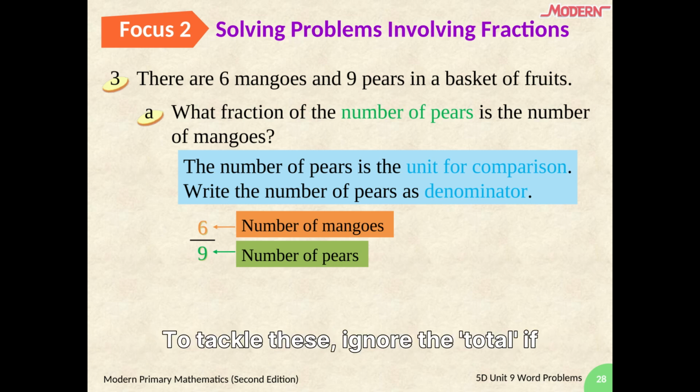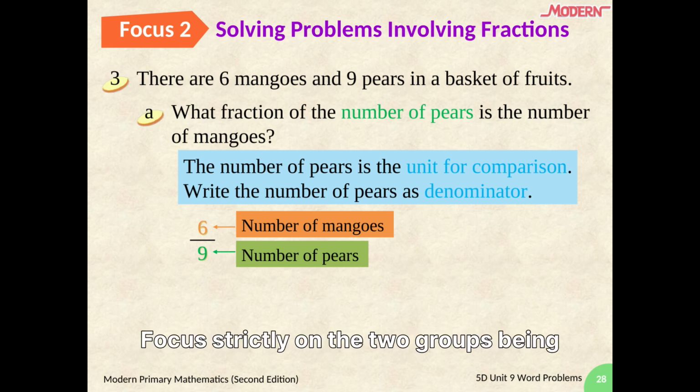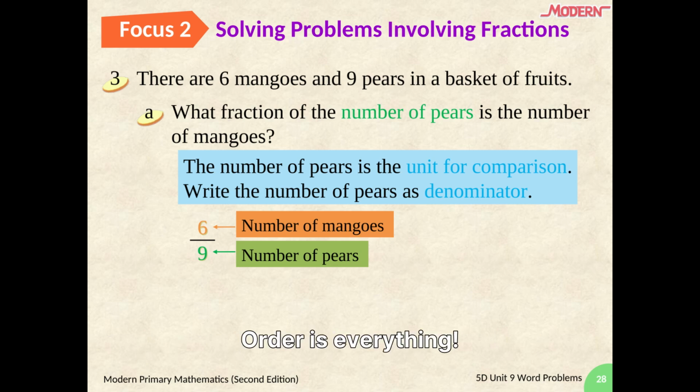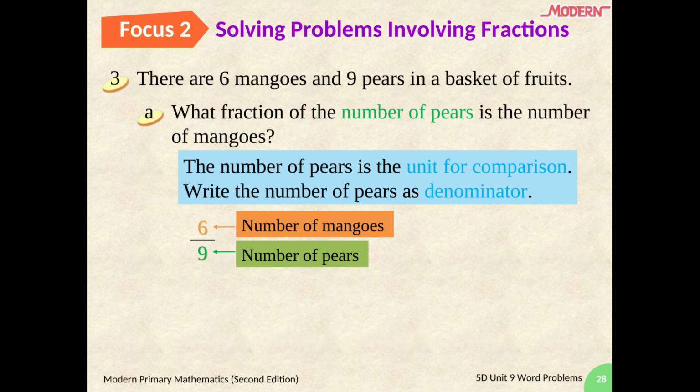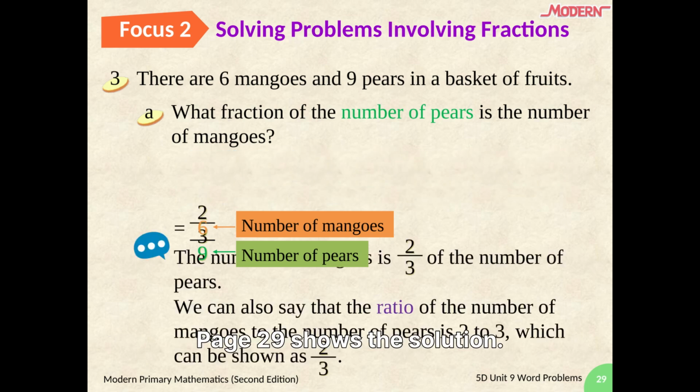To tackle these, ignore the total if the question doesn't ask for it. Focus strictly on the 2 groups being compared. Order is everything. The blue box is a golden rule. The number of pears is the unit for comparison. Write the number of pears as denominator. Memorize this. Page 29 shows the solution. 6 over 9 simplifies to 2/3.